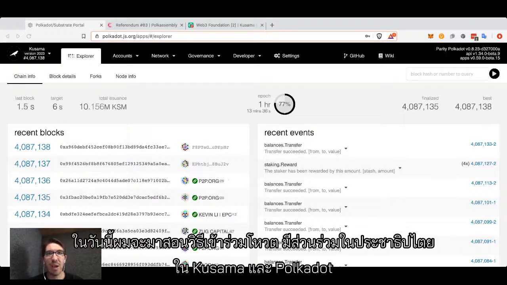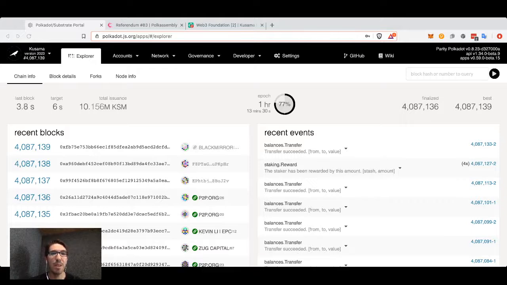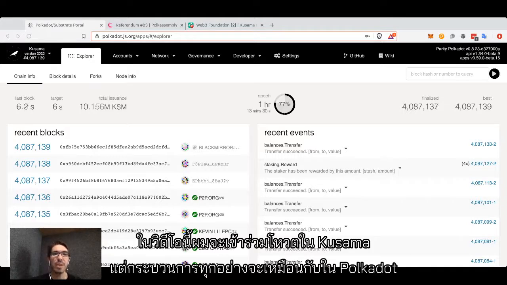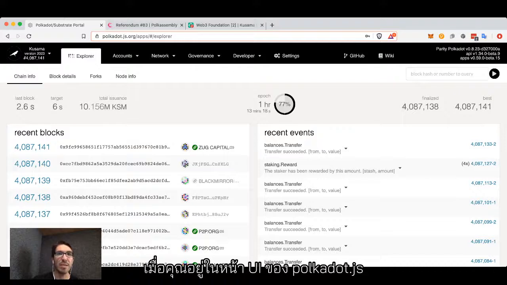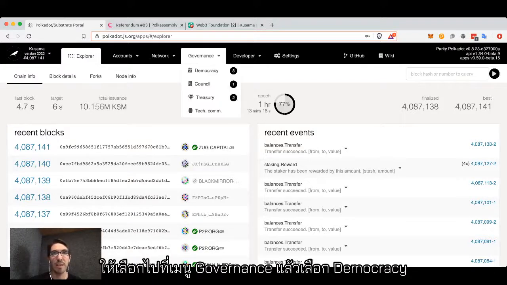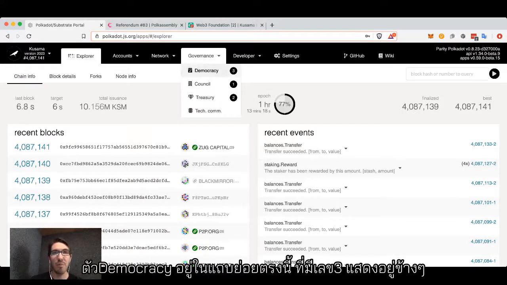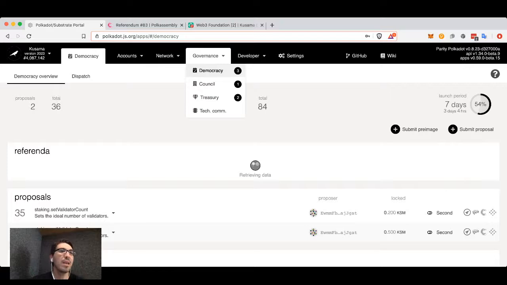And today I want to show you how you can vote and take part in the democracy system on Kusama or Polkadot. So I will be going through this on Kusama, but the steps are essentially the same on Polkadot as well. So first, when you go to Polkadot.js, you will notice there is a governance and democracy pull down here, which you can see the little 3 indicator. So there are a couple of things happening here.